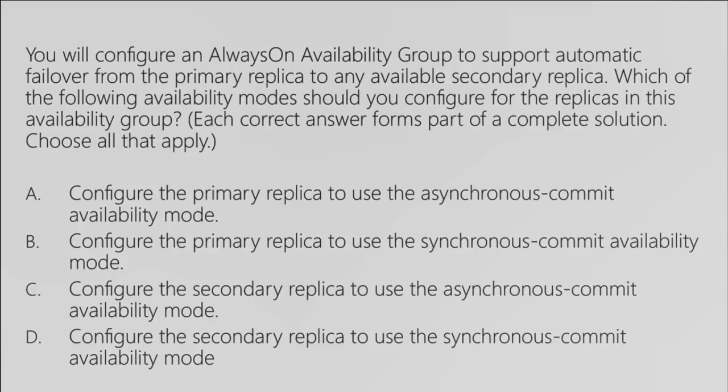So if I were to categorize A and B and C and D, the first 2, A and B, are talking about the primary replica. The second 2 are talking about the secondary replica. And then after that, in A and B, since they're both primary, the second part of those answers are whether it's synchronous or asynchronous. And same idea for C and D.